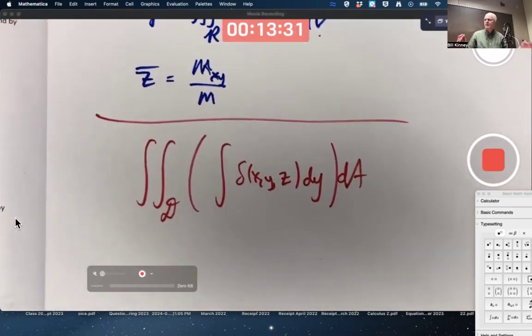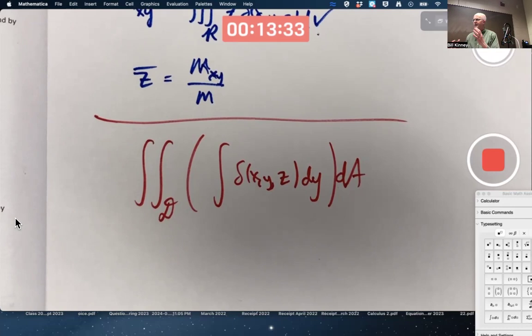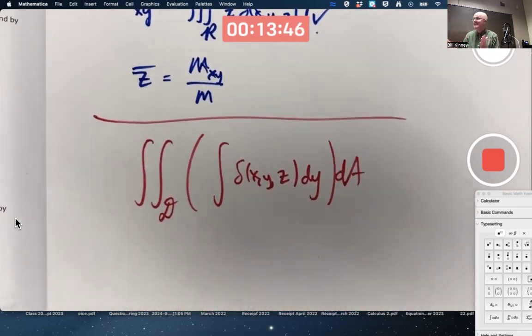If the inner integral is with respect to y, I want to think of the solid, if I can. It's not always possible, by the way. I'm saying if I can. But if I can, I want to think of it as a solid between the graphs of two functions of the other two variables, x and z.